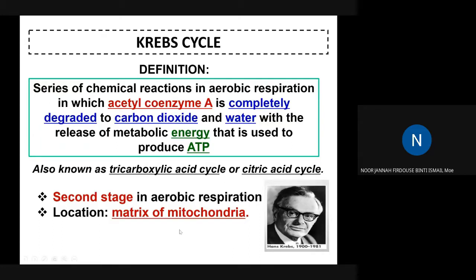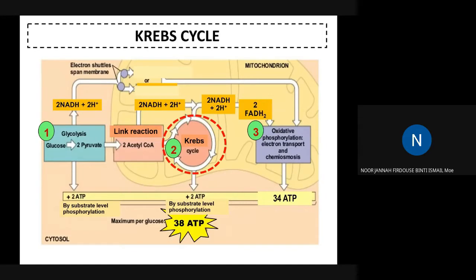Another name for Krebs cycle is tricarboxylic acid cycle or citric acid cycle. I will explain why they are named as tricarboxylic acid cycle or citric acid cycle, because of the substrate in the cycle. Krebs cycle is the second stage of aerobic respiration, with glycolysis as the first, Krebs cycle as the second, and it occurs in the matrix of mitochondria.